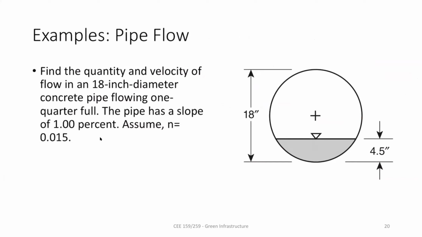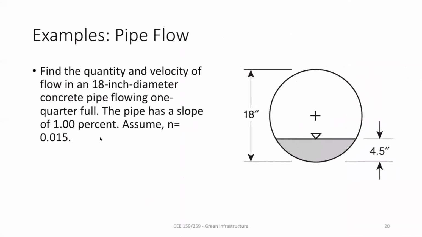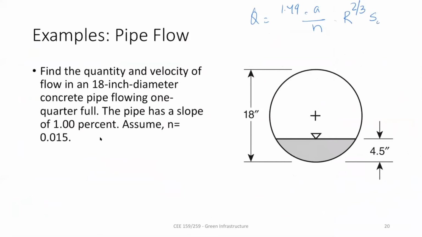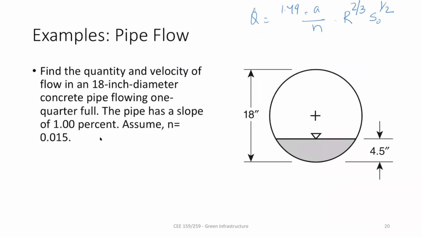This is now in English units, so let's write this one. Q equal to 1.49 times area divided by friction factor times the radius and slope, I think 1.5. Okay. So everything is given.